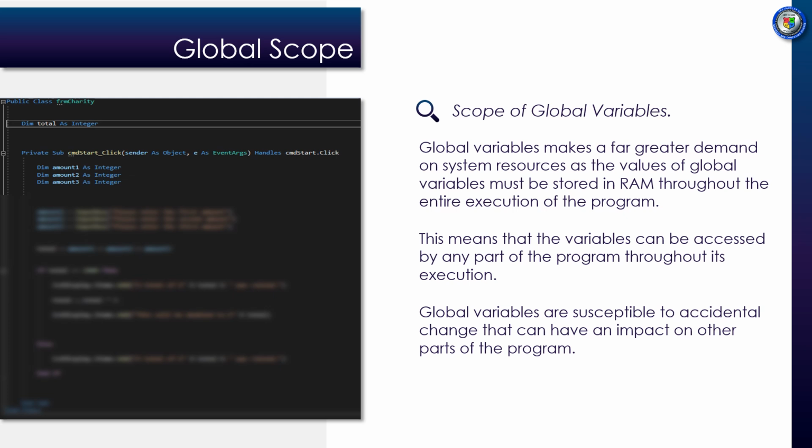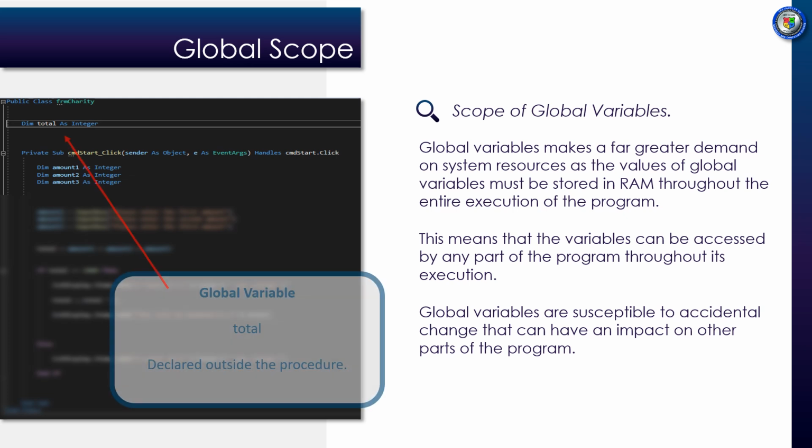Global variables are susceptible to accidental change that can have an impact in other parts of the program. Global variables are declared inside the public class but outside any procedure. We can see in this example that the variable total is declared as global scope.